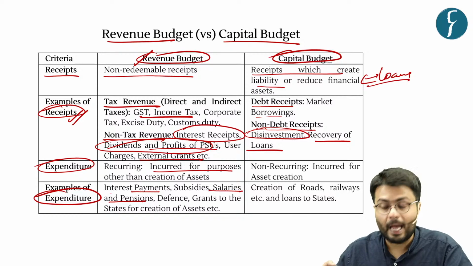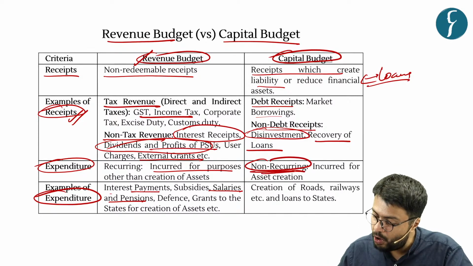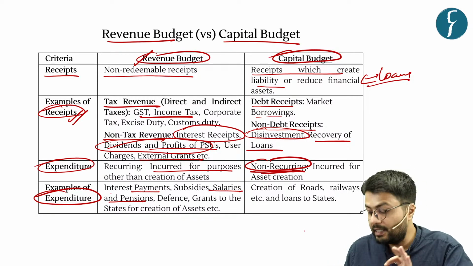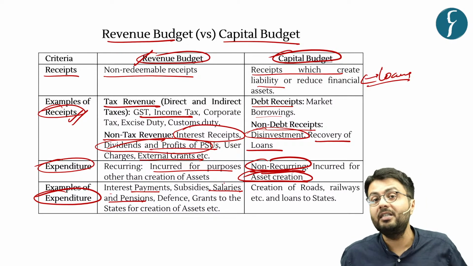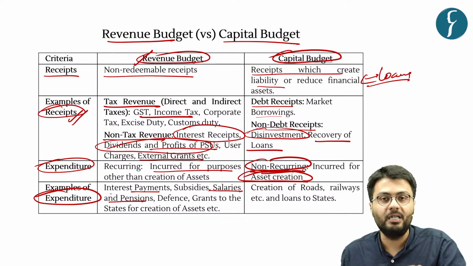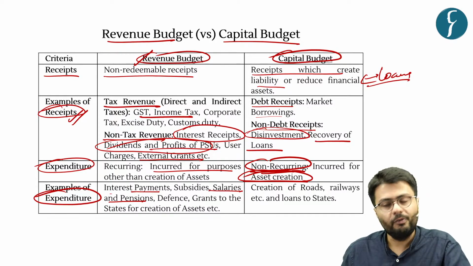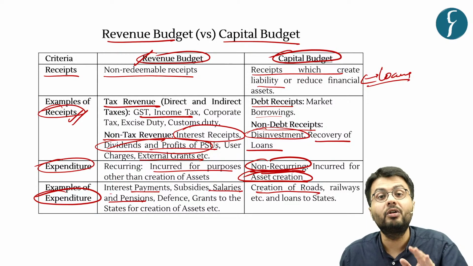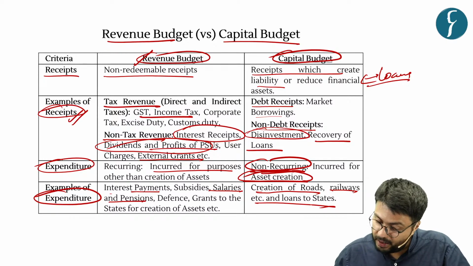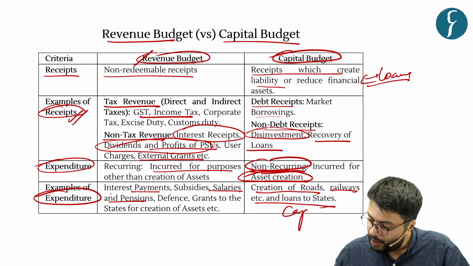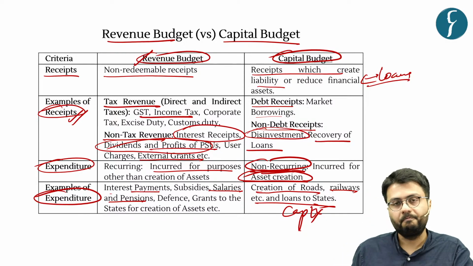Also, capital expenditures are non-recurring in nature, for example, expenditures incurred on the creation of various assets. They are examples of capital expenditures of the government. For example, whenever the government spends on the creation of roads, railways, as well as loans to states, they are examples of capital expenditure.